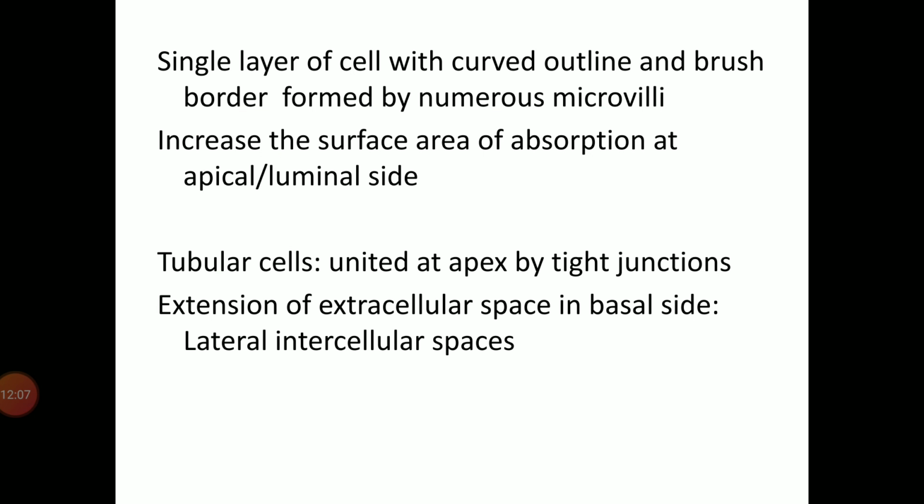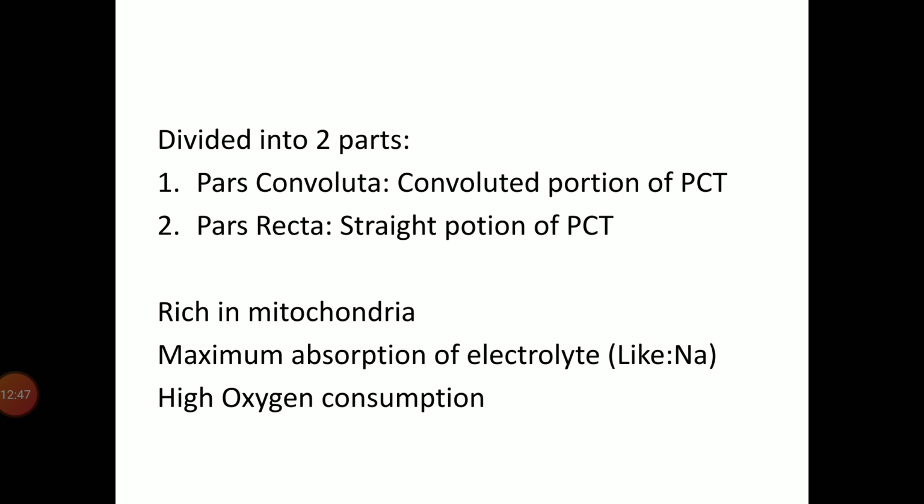Now the things are being repeated in the slide again. You can see that the cells forming the epithelial lining in the proximal convoluted tubule have numerous microvilli which increase the surface area at the apical or luminal side. The cells are also connected at the apex by tight junctions, whereas in the basal side there is the extension of the extracellular space which you call the lateral intercellular spaces. Later on, when we study the reabsorption process in detail, this feature should be in your mind.